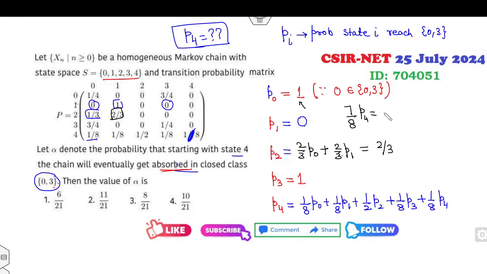It's a 7 over 8. P0 is my 1. P1 is my 0. P2 is my 2 over 3. So that will be my 1 over 3. Fine. Because I can substitute 2. 2 will be cancelled. P3 is my 1. So it is my 1 over 8.